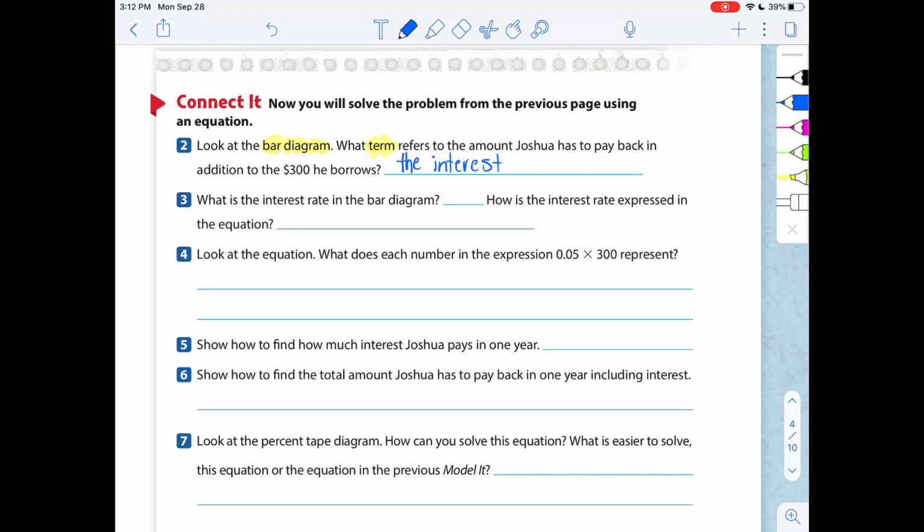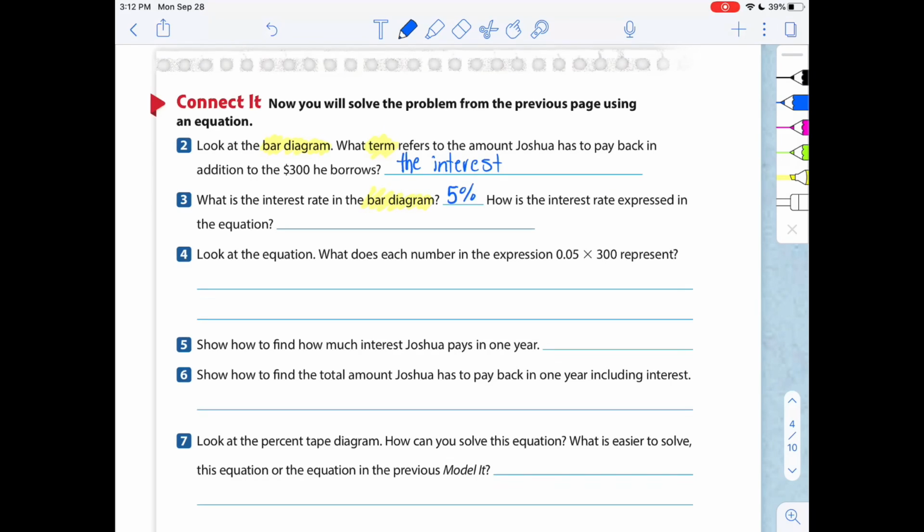What is the interest rate in the bar diagram? So we're still looking at the bar diagram. So referring back to that bar diagram and finding our interest rate, our rate is going to be as a percentage. We can see that that interest rate is 5%.